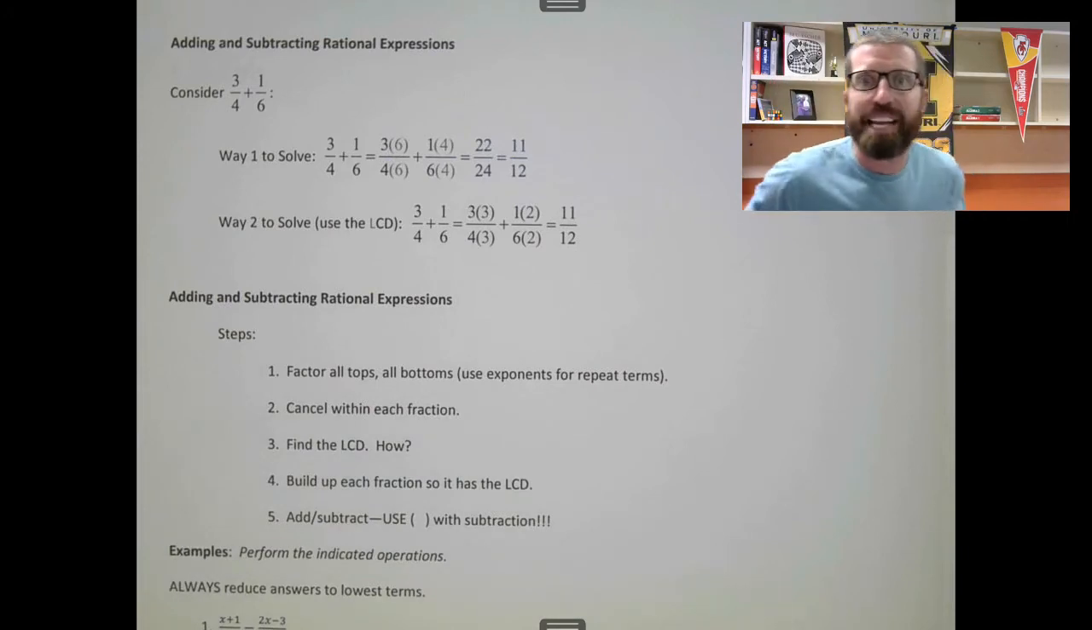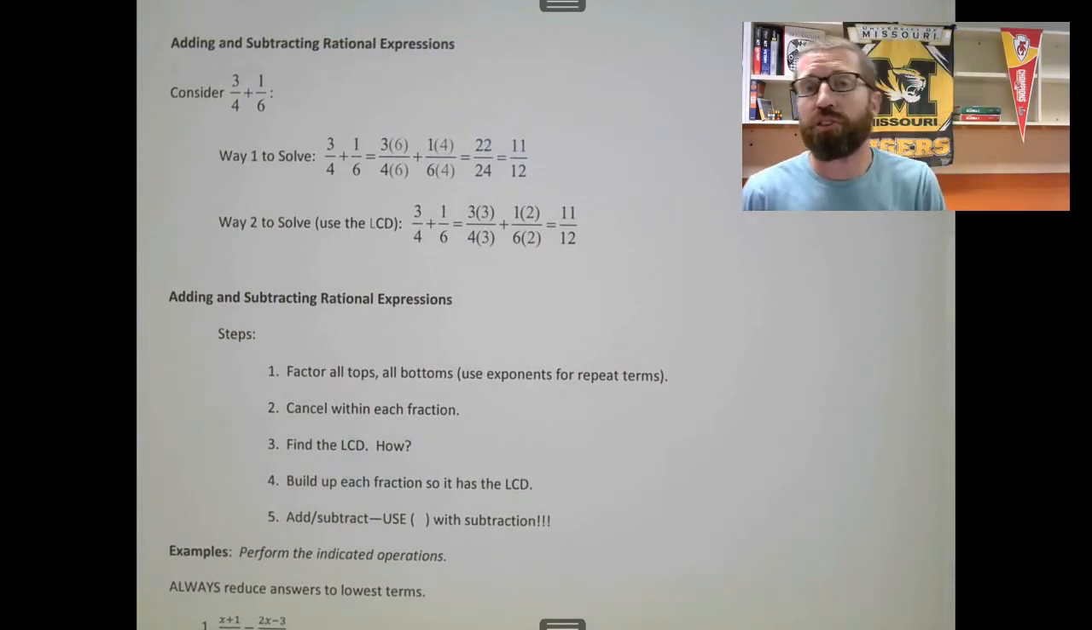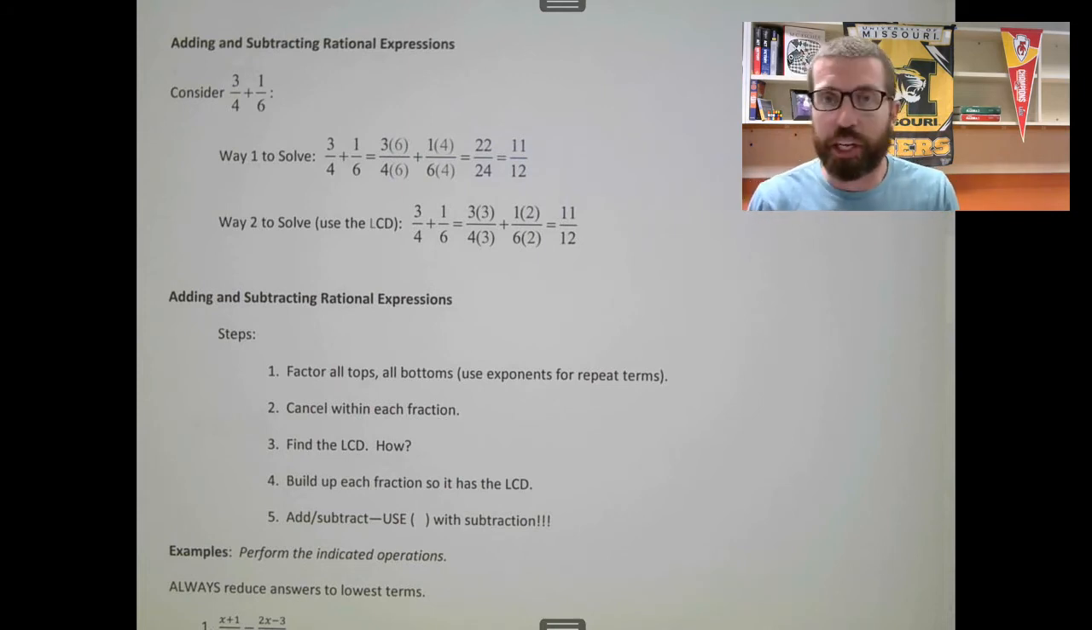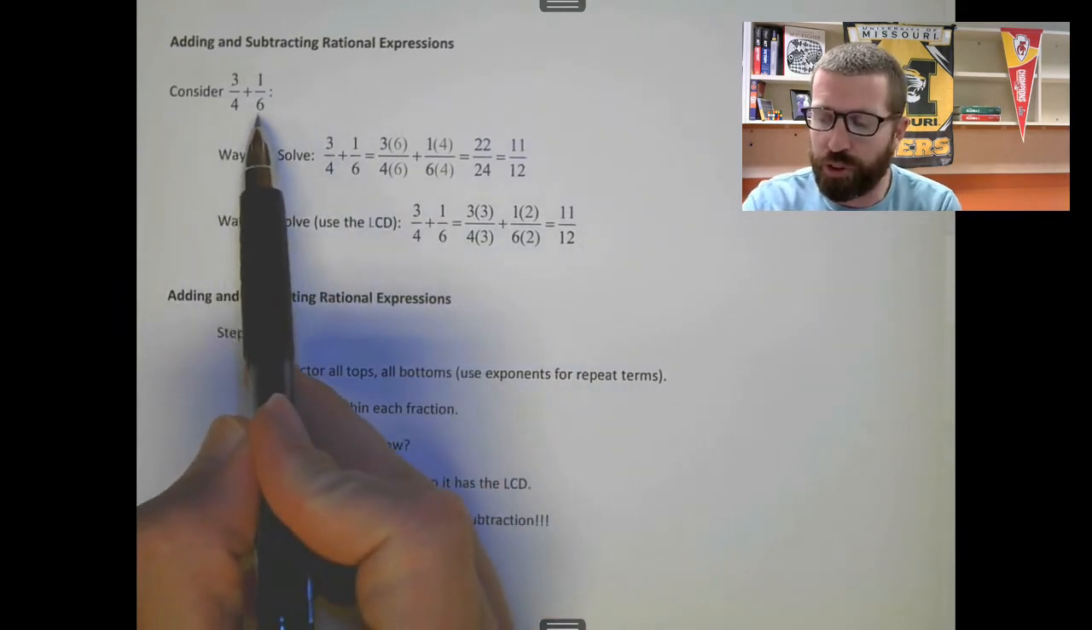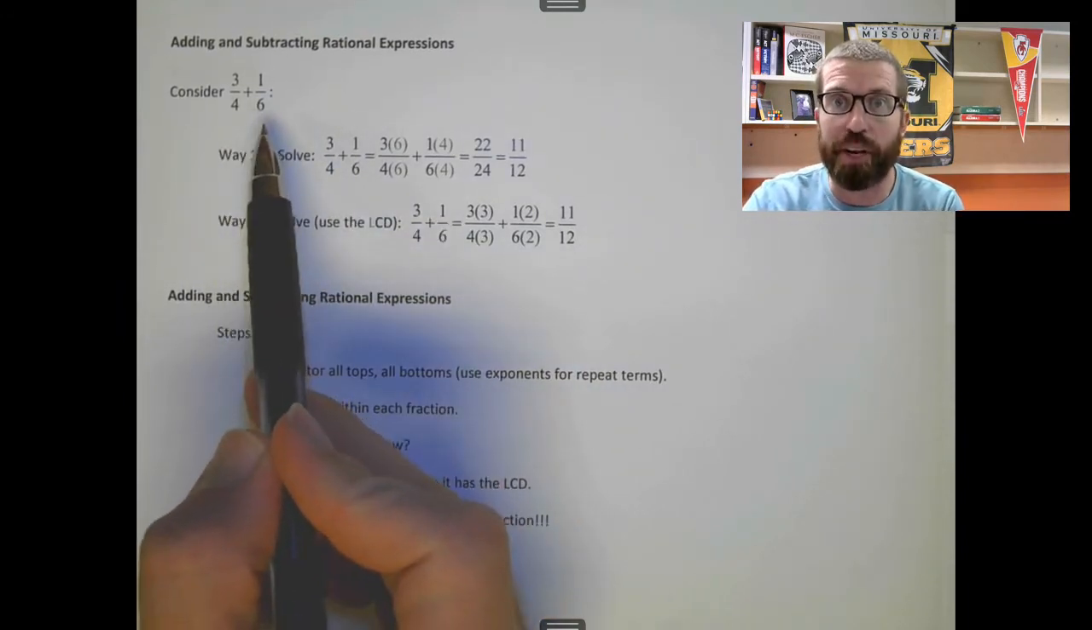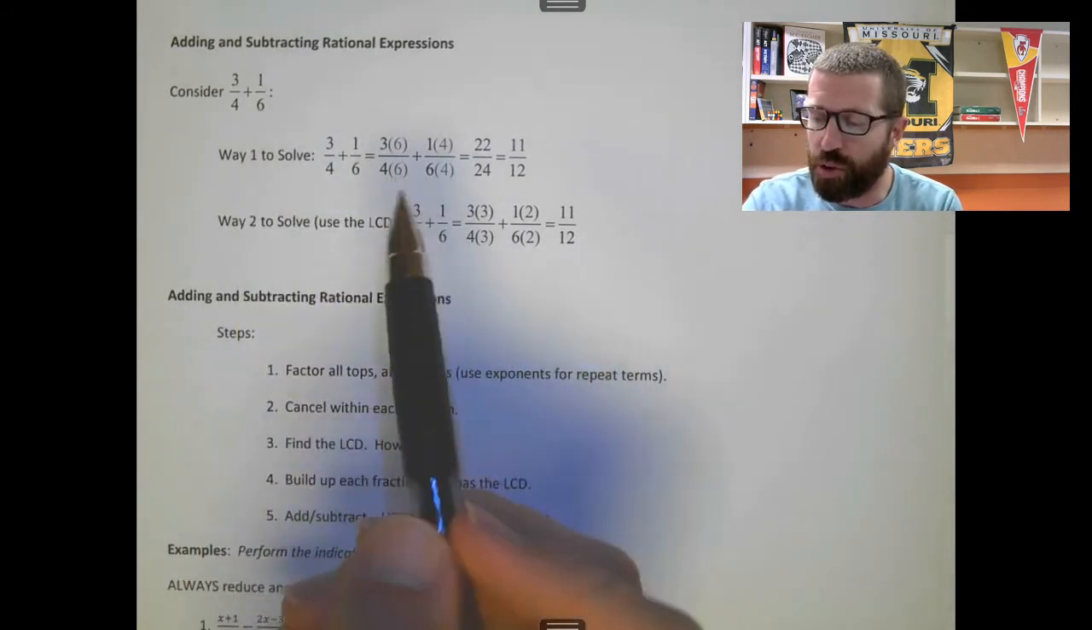In this video, we're going to look at adding and subtracting rational expressions. And to start, let's just look at adding fractions. So adding a couple fractions. Hopefully this looks familiar to you, 3/4 plus 1/6, and you think, well, I need to find a common denominator. Well, there's a couple ways to do that.